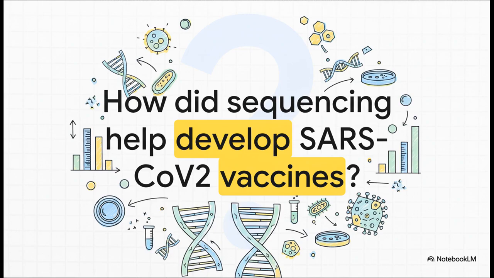So let's wrap up with this. Think about how insanely fast the COVID-19 vaccines were developed. That was only possible because scientists used next-generation sequencing to read the virus's entire genome in just a few days. That let them pinpoint the spike protein as the target. It's a powerful reminder that these techniques we've been talking about aren't just for textbooks. They are the tools we use to fight pandemics, to develop personalized medicines, and to decode the fundamental instructions for life itself.